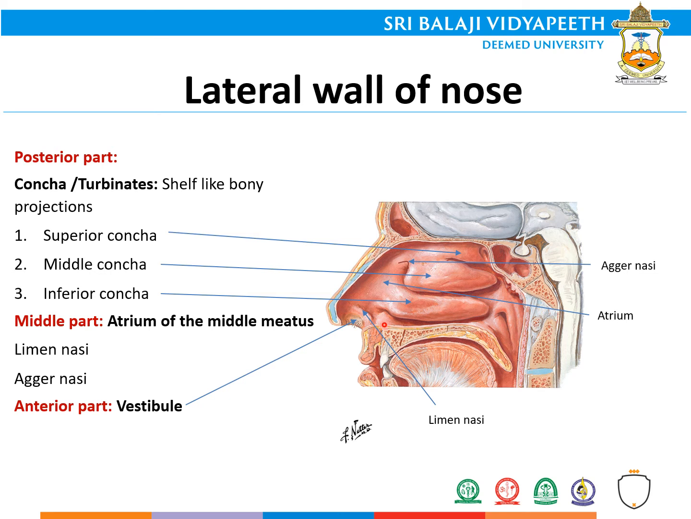This is a mucocutaneous ridge which separates the vestibule and the atrium of the middle meatus. Now why is it mucocutaneous? Because the vestibule is lined by skin, whereas the rest of the nasal cavity is lined by mucosa. So that is why this junction here is called the mucocutaneous junction. So remember, limen nasi is a mucocutaneous ridge separating the vestibule from the atrium of the middle meatus, whereas agger nasi is a ridge which forms the upper limit of the atrium of the middle meatus, right?